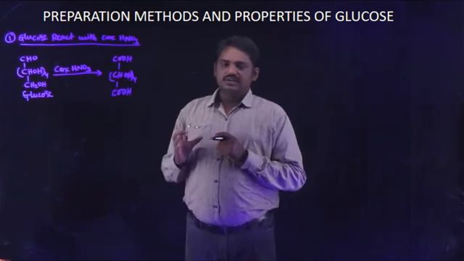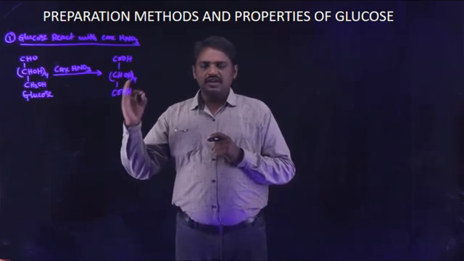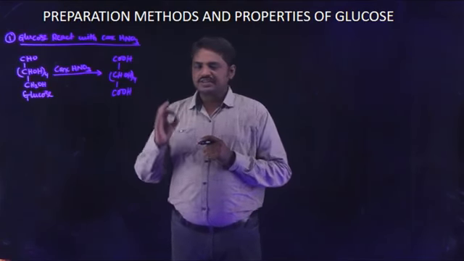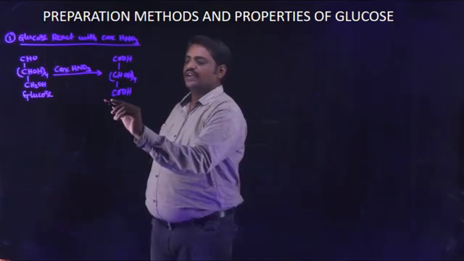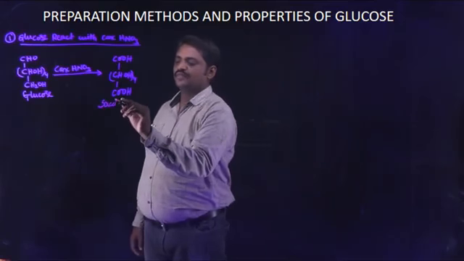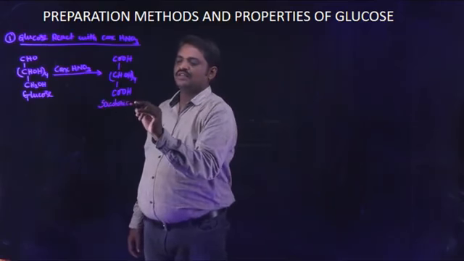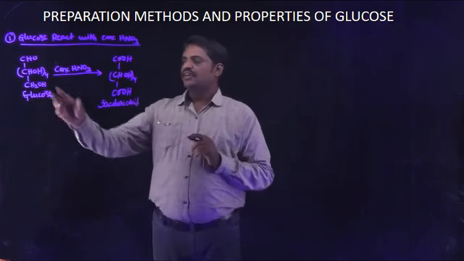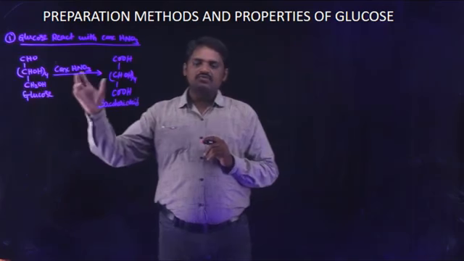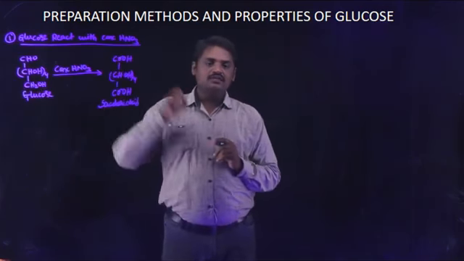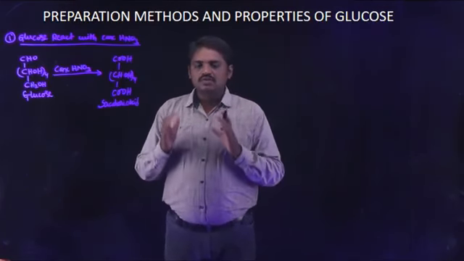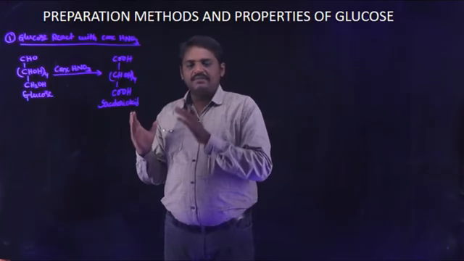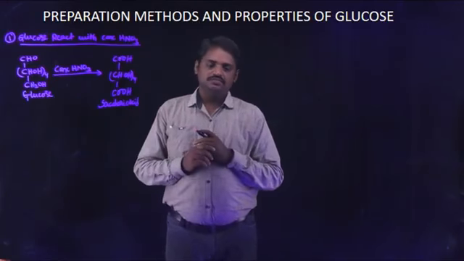Glucose reacts with a strong oxidizing agent and is converted to saccharic acid. This reaction is used to identify that glucose contains one primary alcoholic functional group.